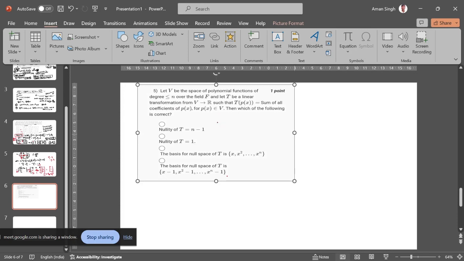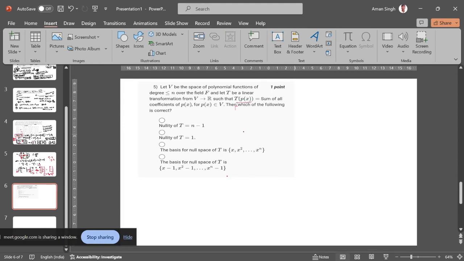Let V be the polynomial space of degree less than or equal to n. T is a linear functional, which is actually adding all the coefficients of P. This is nothing but evaluating at 1, right? This T of P(x) is nothing but evaluating at 1. You can check it. So, you have some non-zero polynomial. For example, T of x, what will it be? It is just 1.